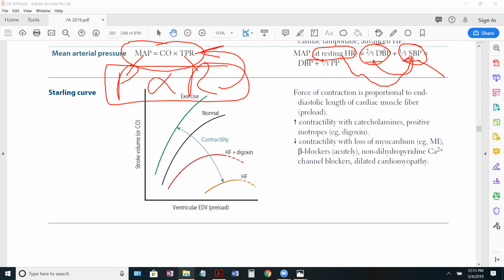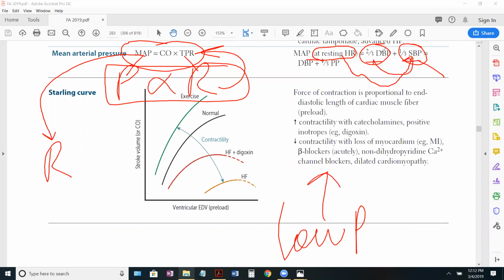What does it mean? If you have more resistance in your circulation, believe me, you have to have more pressure if you want your blood to reach your vital organs. So if you have more resistance in your circulatory system, you will need to have a high mean arterial pressure if you want the blood to go through all those resistance vessels. Similarly, the other way is that if you have low blood pressure and you want the blood to reach the vital organs, you have to increase this mean arterial pressure, otherwise you will die.